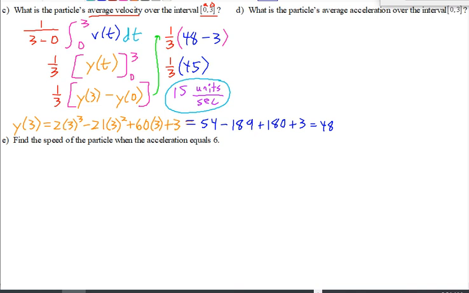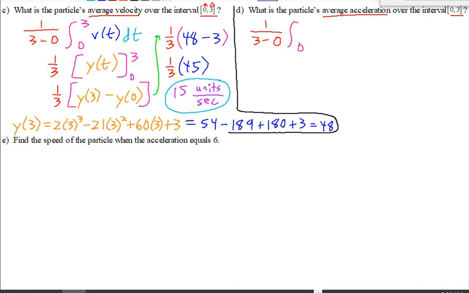All right, now let's take a look at part D, which asks about the average acceleration over the same interval, 0 to 3. So the setup is similar because you're finding the average. It's still the same interval, 0 to 3, so it's 1/(3 minus 0) times the integral from 0 to 3. But this time what we're finding the average of is acceleration. So that's a of t dt.